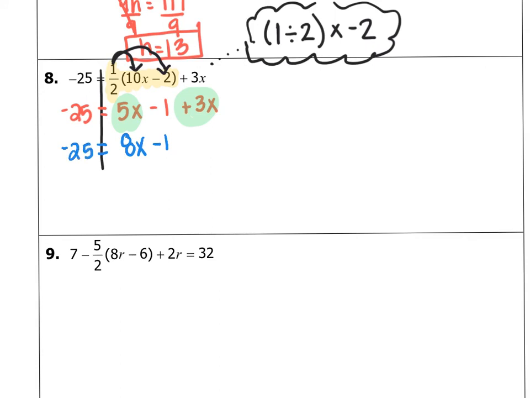Step 3 is solve. To get x by itself, I'm going to start by adding 1 to both sides. -25 plus 1 is -24 equals 8x. 8 and x are right next to each other, so that means that they are multiplying. The opposite of multiplication is division, so divide both sides by 8. X will equal -24 divided by 8 is -3. So -3 equals x.